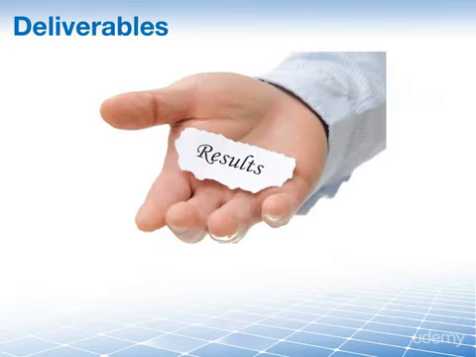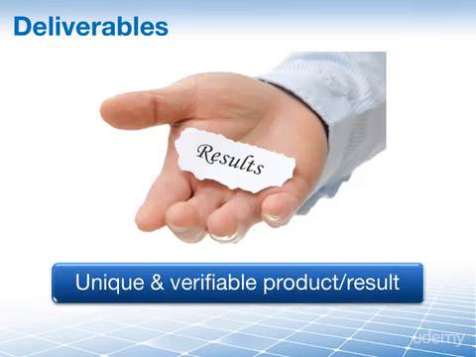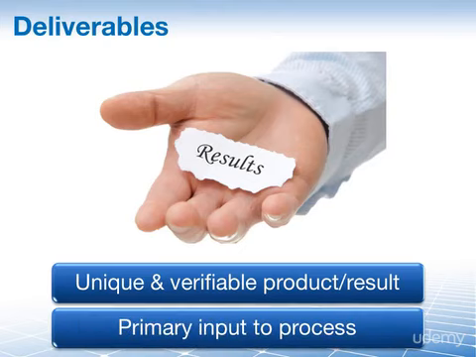The next input to control quality are the deliverables. They are the unique and verifiable products or results from the project. Deliverables are a primary input to the control quality process, and having them as such is the primary focus, really, of the process, because without deliverables as an input, we would not be able to measure them and compare them against the plan now, would we?